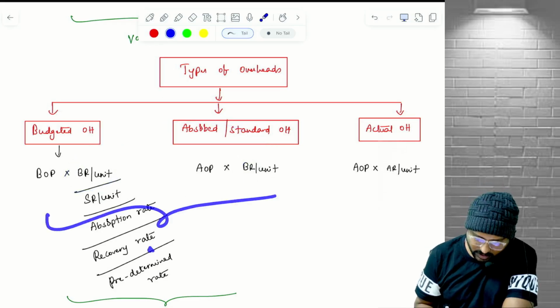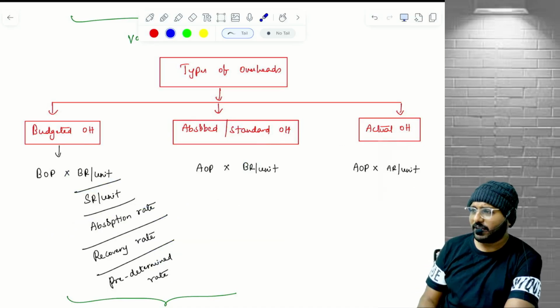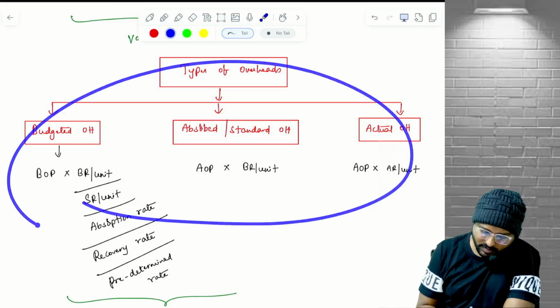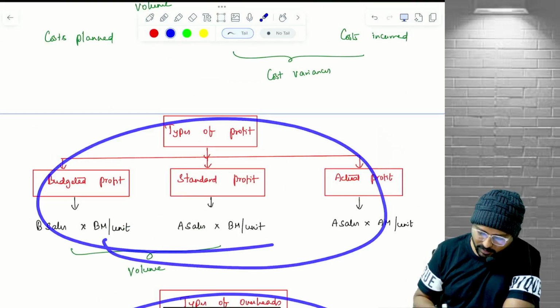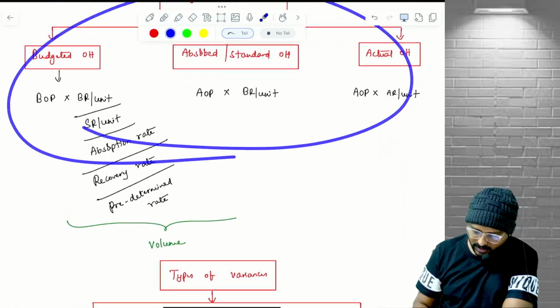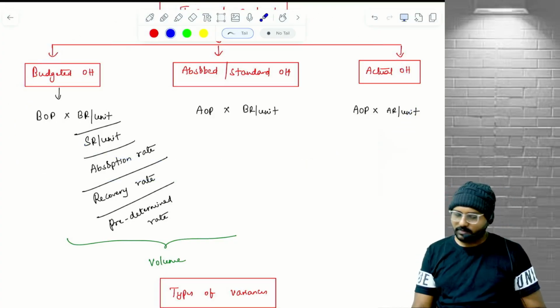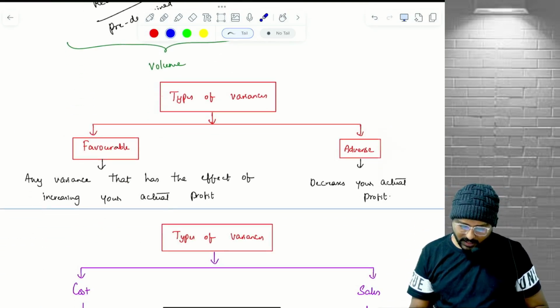So the difference between these two is what? Volume. Actual overheads is nothing but actual output into actual rate. So whether it is three types of overheads, or three types of profit, or three types of cost, the concept is pretty much the same. Got it? Clear? Right. Fantastic. Let's move on.